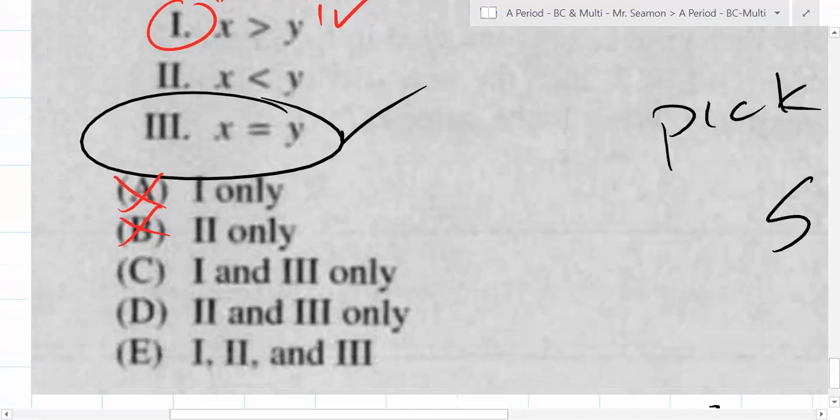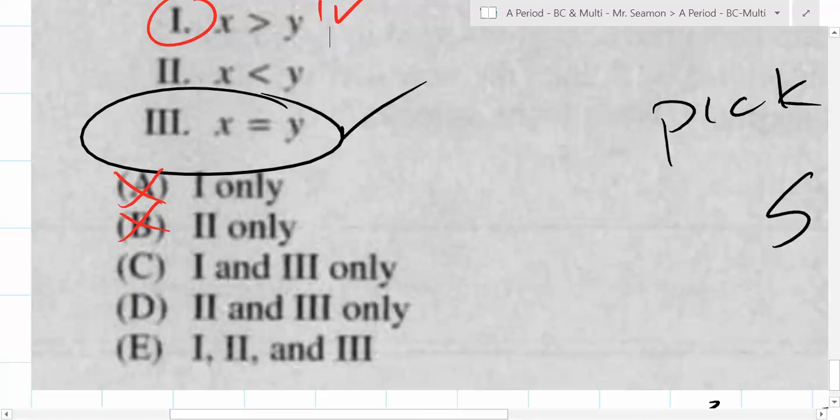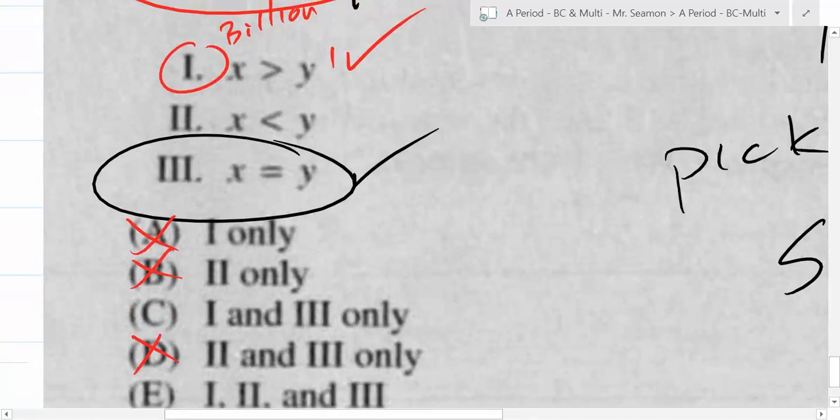Oh wait, 1. So it has to be 1 and 3, right? It has to be 1 and 3 in there. So which one can you eliminate? You can eliminate D because 1 isn't there. So now we're even better off. So now we have to do this one.